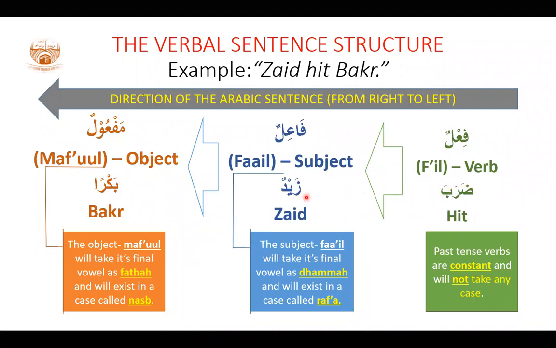So you're speaking about the feminine. If you have Fatima, you'll say darabat. If you have Fatima and Zainab, it will still be darabat. If we have girls, which is banat, the plural, it will still be darabat. So let's move on with that.